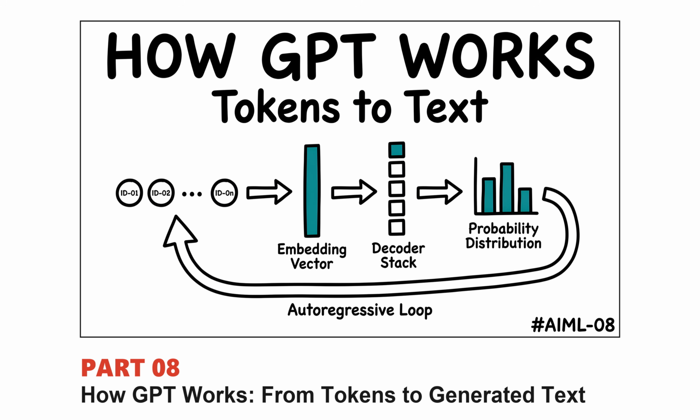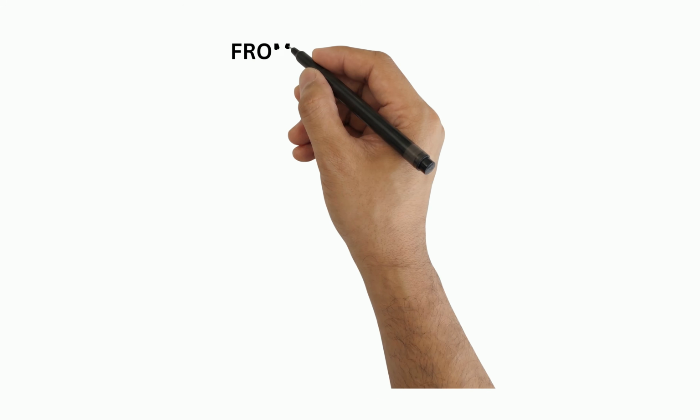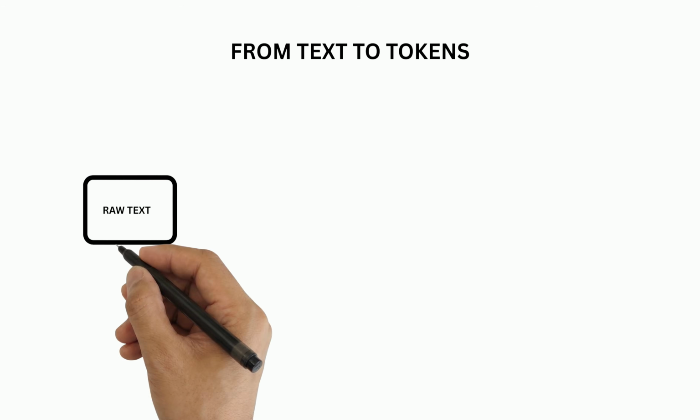Part 8. How GPT works. Last video, we broke down the transformer, the architecture that replaced recurrence with attention. Now let's trace what actually happens inside GPT when you type a sentence and hit enter.